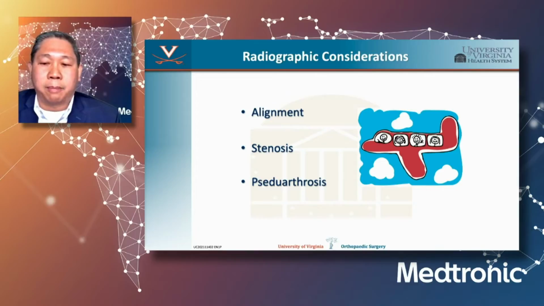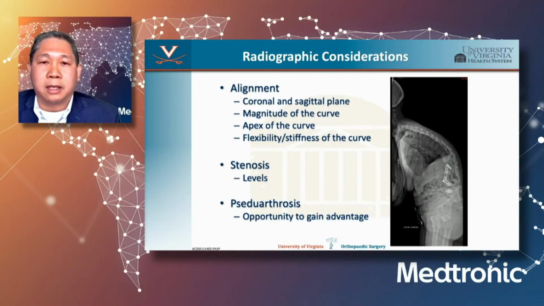And the things that I consider right off the bat are the alignment. If I talk about alignment, I'm really thinking about the coronal and sagittal plane alignment. I want to think about the magnitude of the curves, both in the coronal and sagittal plane, because one might be larger than the other, or they may only be one plane deformity, and where the apex of the curve is. That's important as well, because the sagittal apex of the curve might be at the thoracolumbar junction, but the coronal plane apex might be lower or higher. So they may not be at the same point, and that might make you decide where you're going to address your osteotomies. And certainly flexibility and stiffness of the curve is important as well.